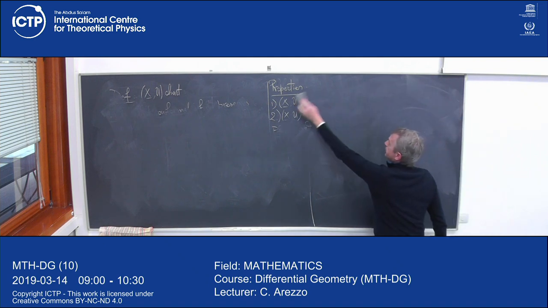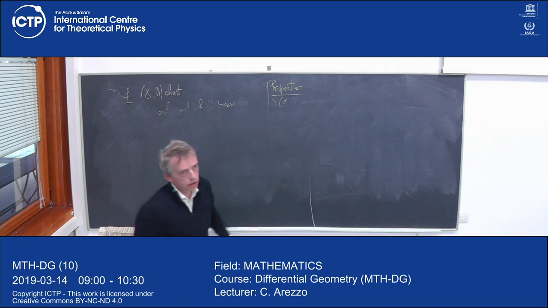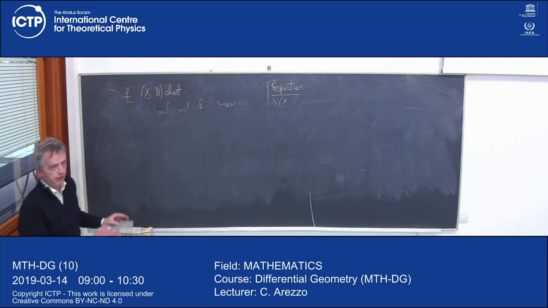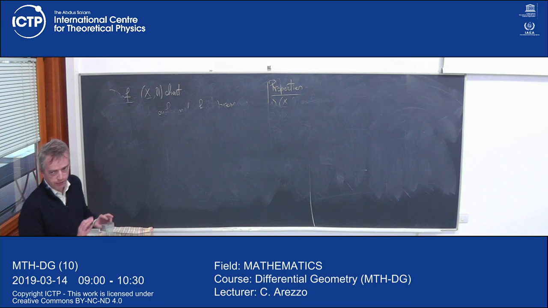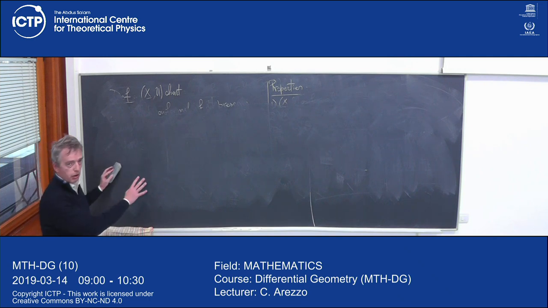Now, let's change subject, although it's not really changing subject. What is the philosophy of the last lecture and this one? Try to express as much as possible geometric properties of a surface in terms of the first fundamental form. So length of curves, area of domains, angles between directions. That's the moral up to now.